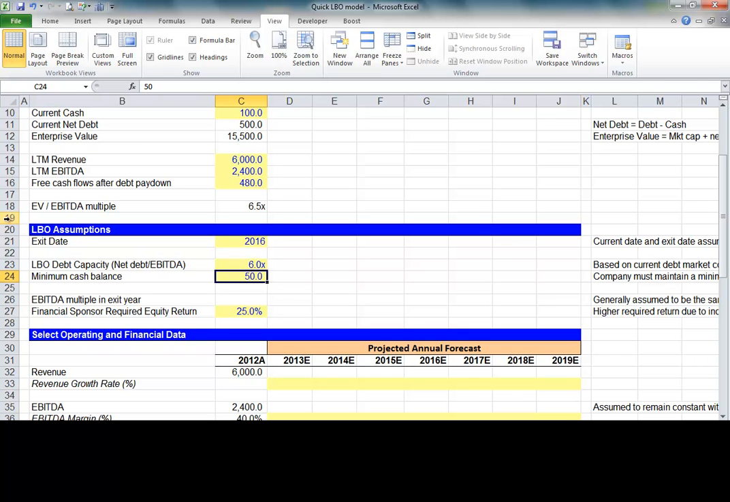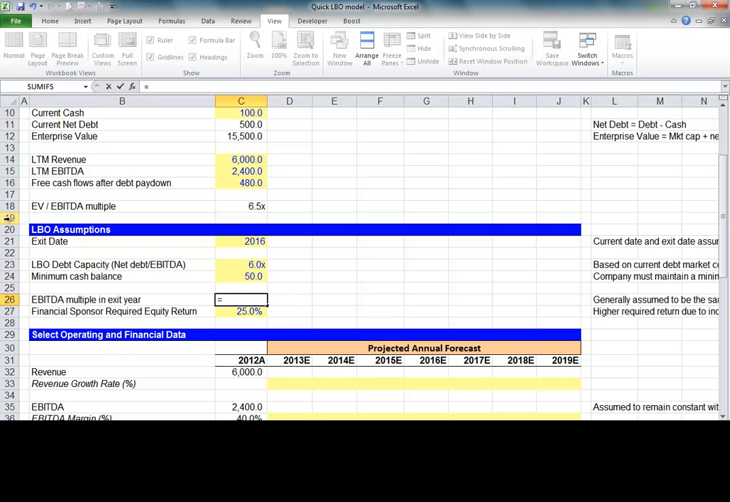Additionally, we must maintain some kind of minimum cash balance on hand just in case of a rainy day. And we're going to assume that that's $50 million. Maybe our projections don't turn out as rosy as we believe they will. So we want to have some minimum cash balance to maintain our obligations, pay our employees, and so forth. We're going to assume that's $50 million.